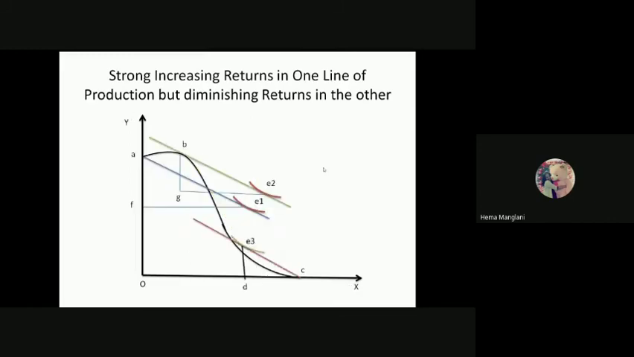Okay, so now we have strong increasing returns in one line of production but diminishing returns in the other. See, we have the same condition. What we have done in the previous diagram, we have the same condition, but now we are talking about different price lines. Now you see your price lines are flatter. So if your price lines are changing, your opinion would change. Now see, the first thing, we have now the price line. These are more flat. It means the slope is now very less. So in the international market, this X commodity is now getting cheaper. So Y commodity automatically is getting expensive.